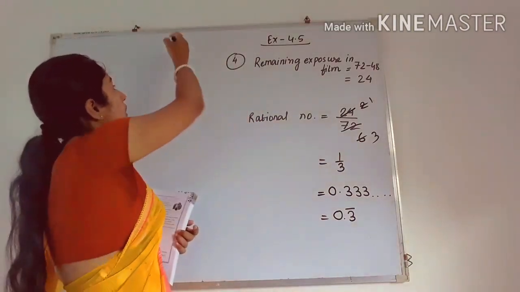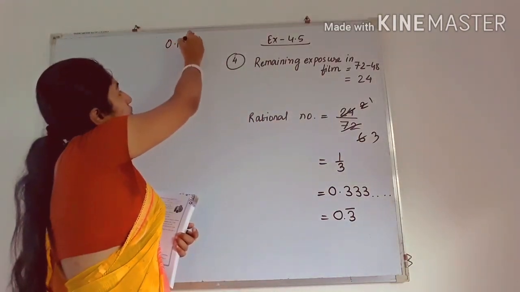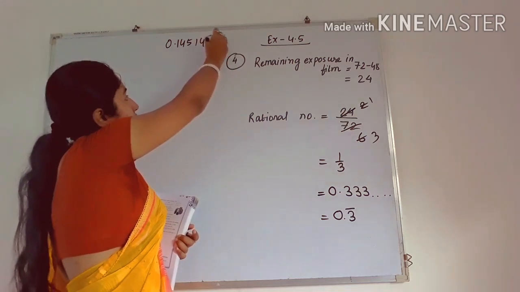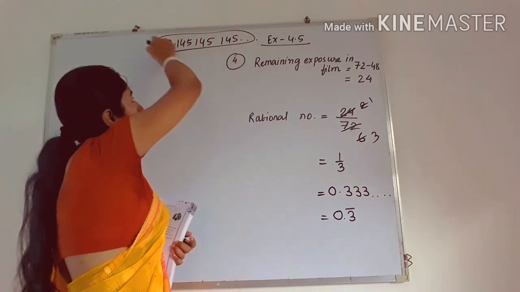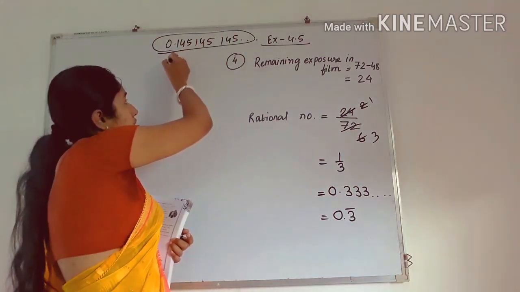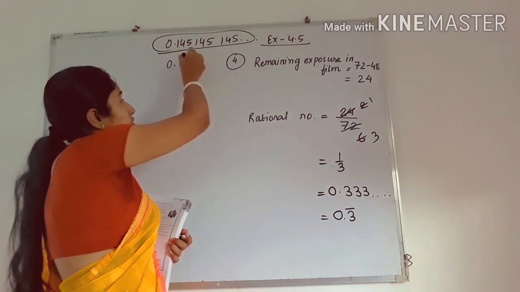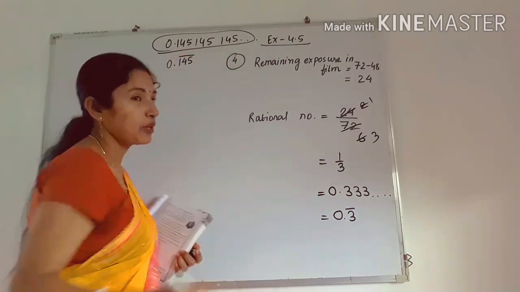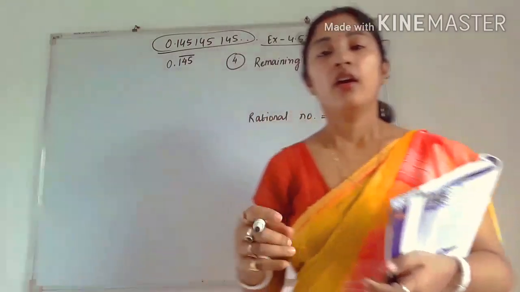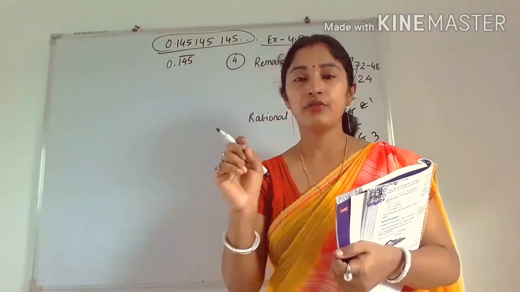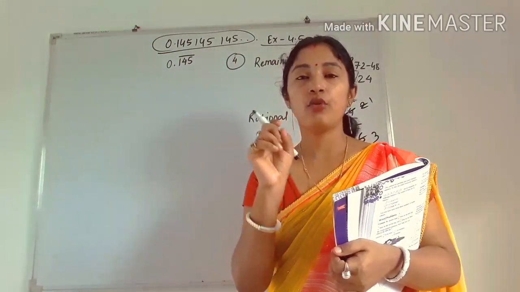Like that, if there is a number 0.145, then again 145, then again 145, and so on, then in short we can write this number as 0.145 bar, because 145 is repeating many times, that's why we can put the bar above those digits. That means 145.